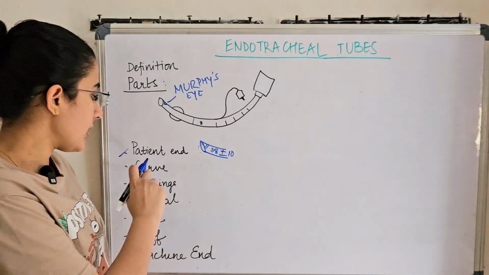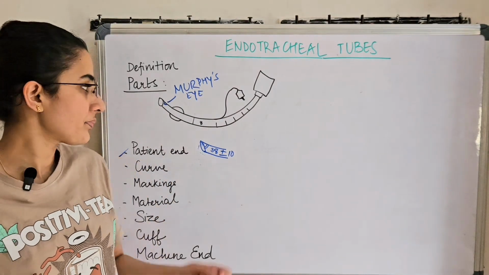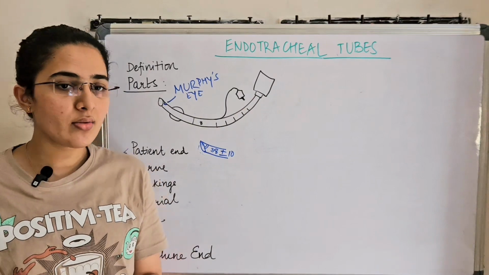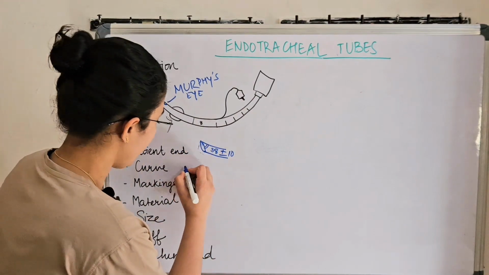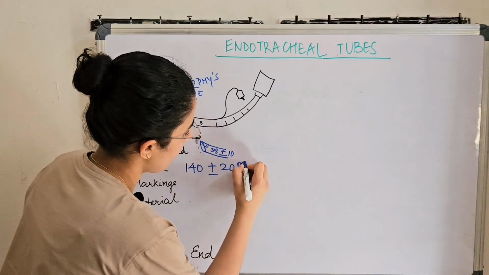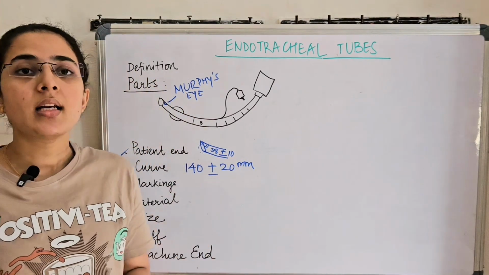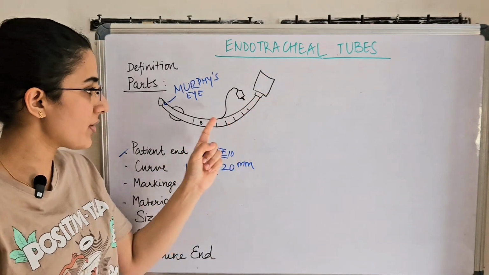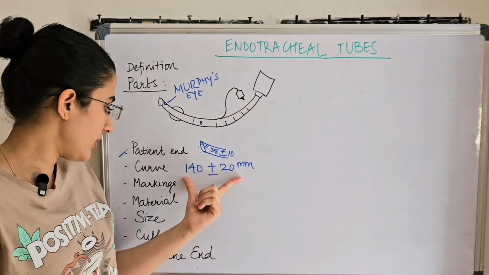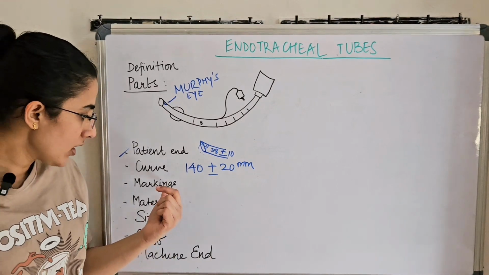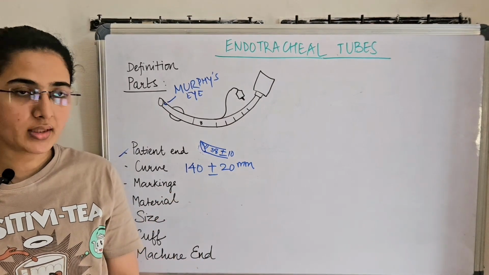Next we come to the curvature of the tube. The curvature of the tube which is present will usually have a radius of 140 plus or minus 20 millimeter. That is the radius of curvature of the circle of which the curve is a part. So next we will be discussing the markings which are present on the tube.